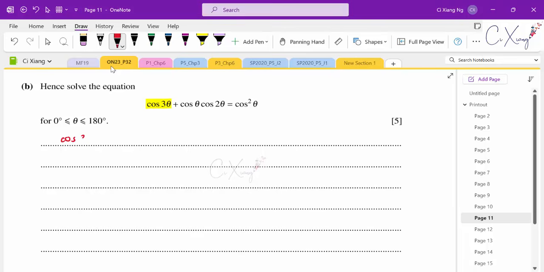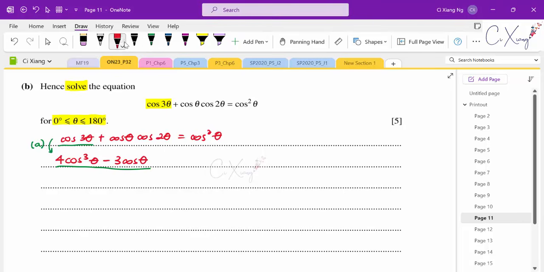So cos 3 theta plus cos theta cos 2 theta equals cos square theta. Okay, they want you to solve the equation. Solving the equation means that you want to find the value of theta, and theta is between the first and also the second quadrant. Okay, so first I try to substitute cos 3 theta by using the equation that I have in part A, which is 4 cos power 3 theta minus 3 cos theta. So this cos 3 theta is this whole thing. The result is from part A.